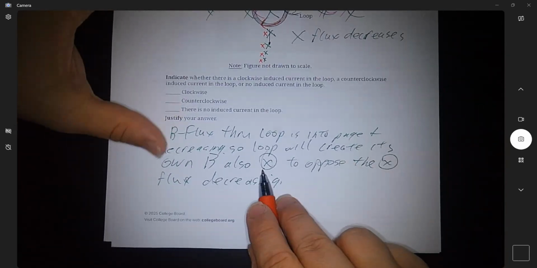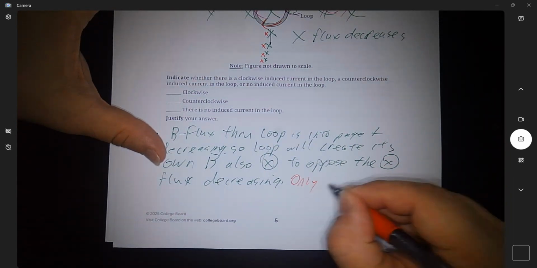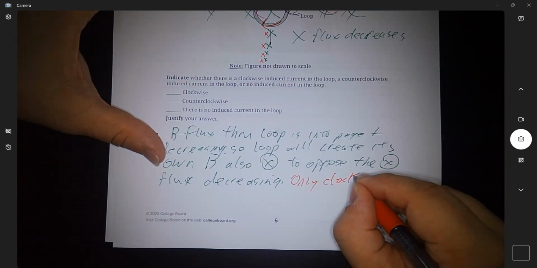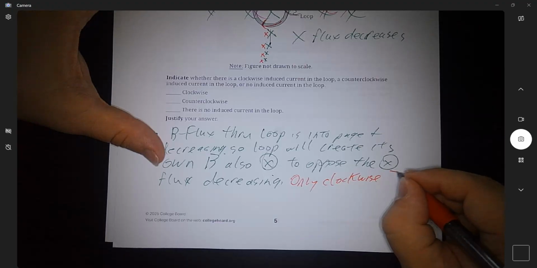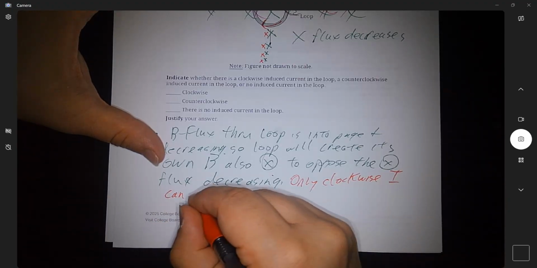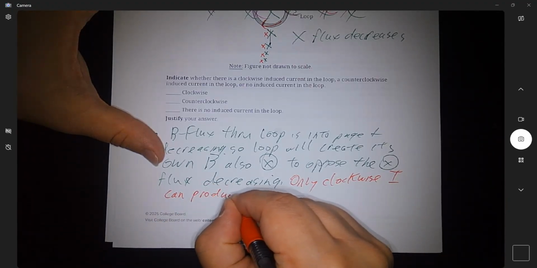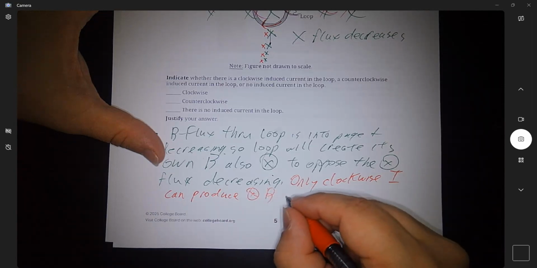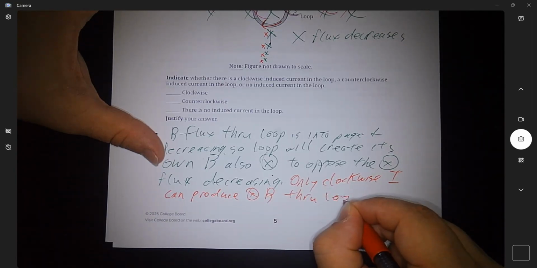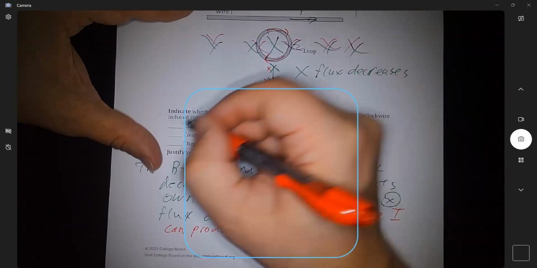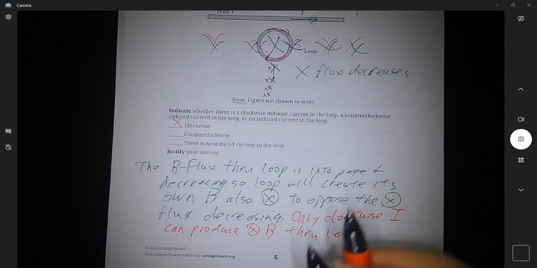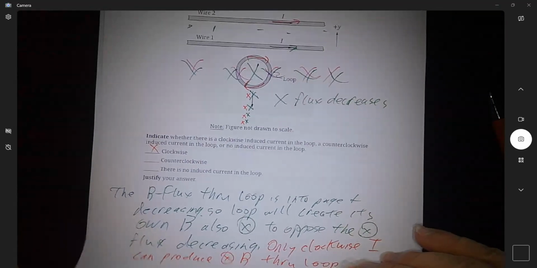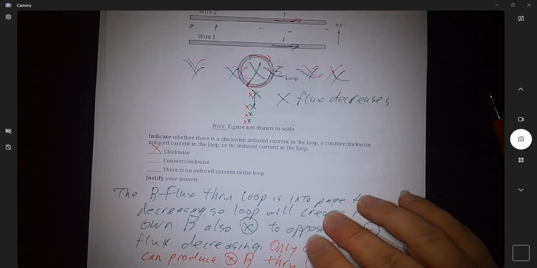So he's going to create his own. Only a clockwise current can produce into the page magnetic field through the loop, right? Okay, so it is going to be a clockwise current, and it's because of Lenz's law, which is a very, very tricky and difficult idea. Okay, so there you go. That was number 1. Let's look at number 2 now.